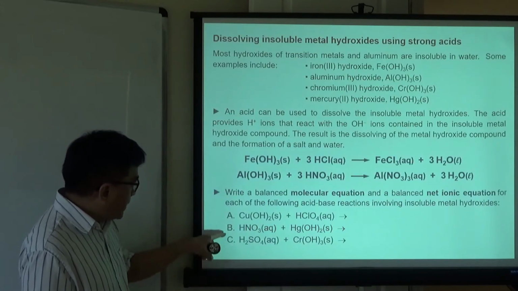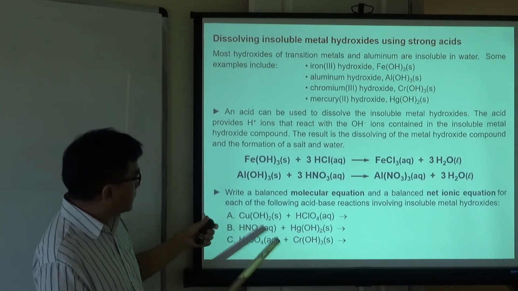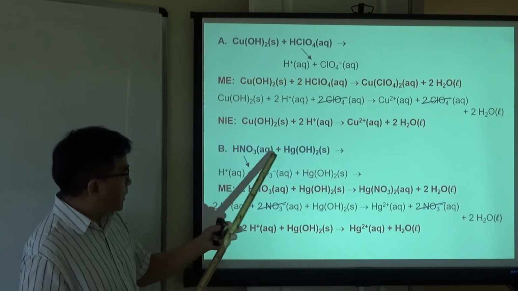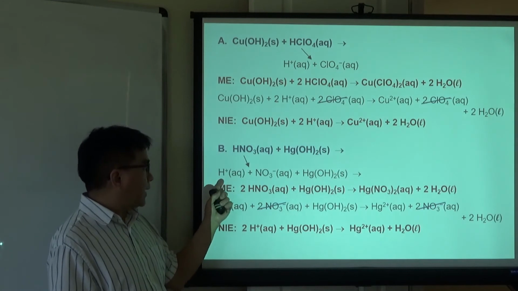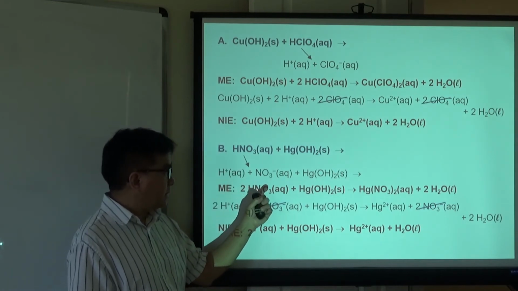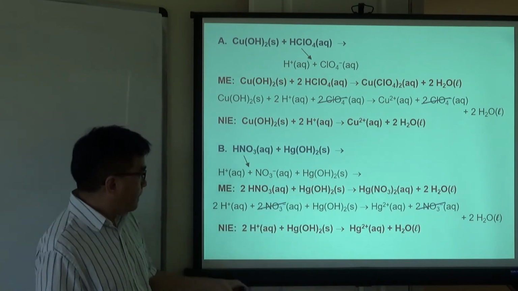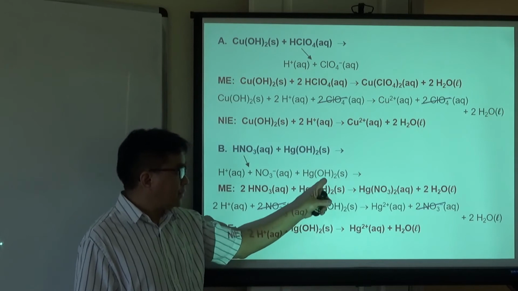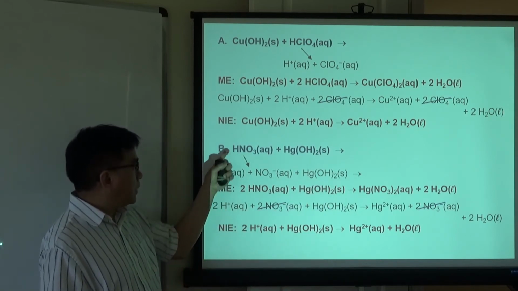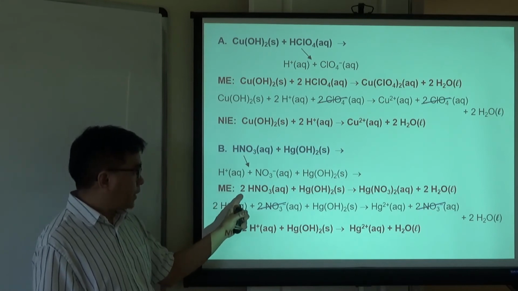Okay, for the B right here, nitric acid and mercury 2 hydroxide. Nitric acid is a strong acid, so it produces a single hydrogen ion and a nitrate ion. Now this is a solid, so you cannot break it into ions at all. Again, the mercury hydroxide has 2 hydroxides, so I need 2 protons. Therefore, in the molecular equation, I put a 2 right here.